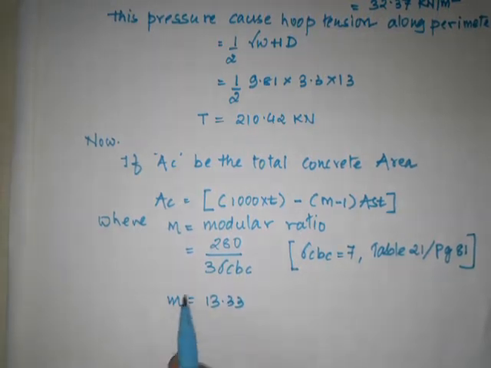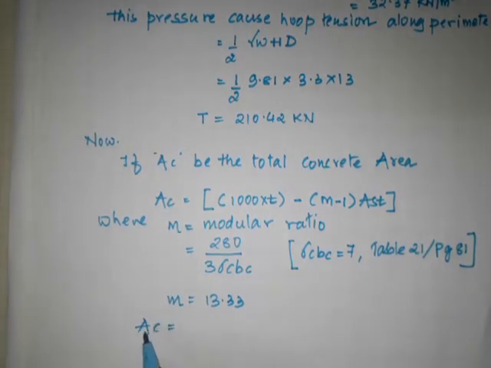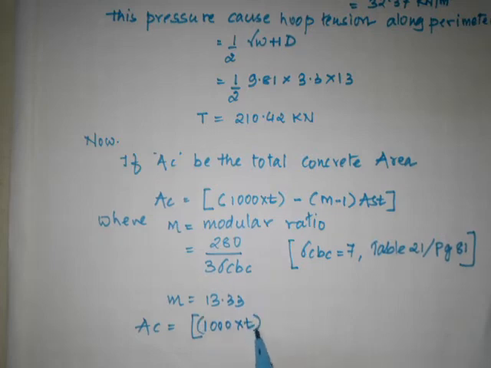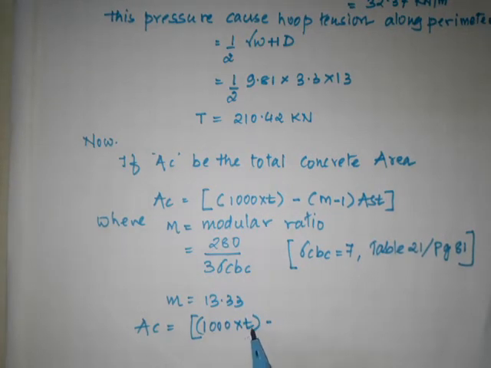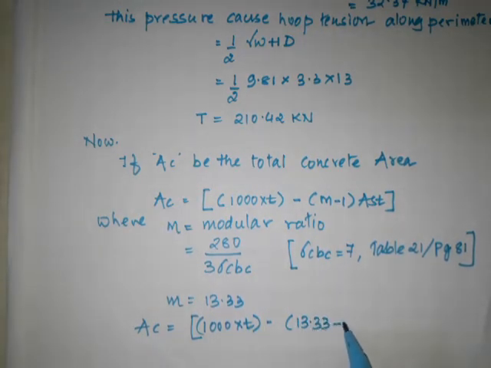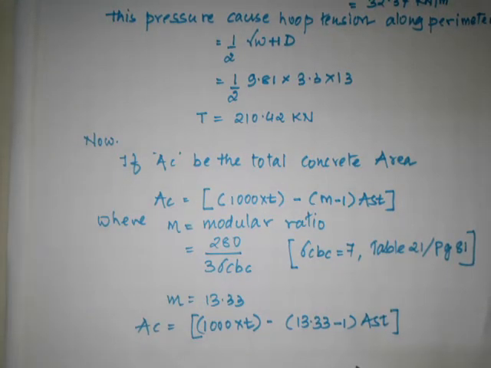Then again you have to substitute here and find out AC. Therefore AC is equal to 1000 into T, that is bracket 1000 into T, where T is the thickness of wall, minus (m minus 1), that is 13.33 minus 1, into AST.